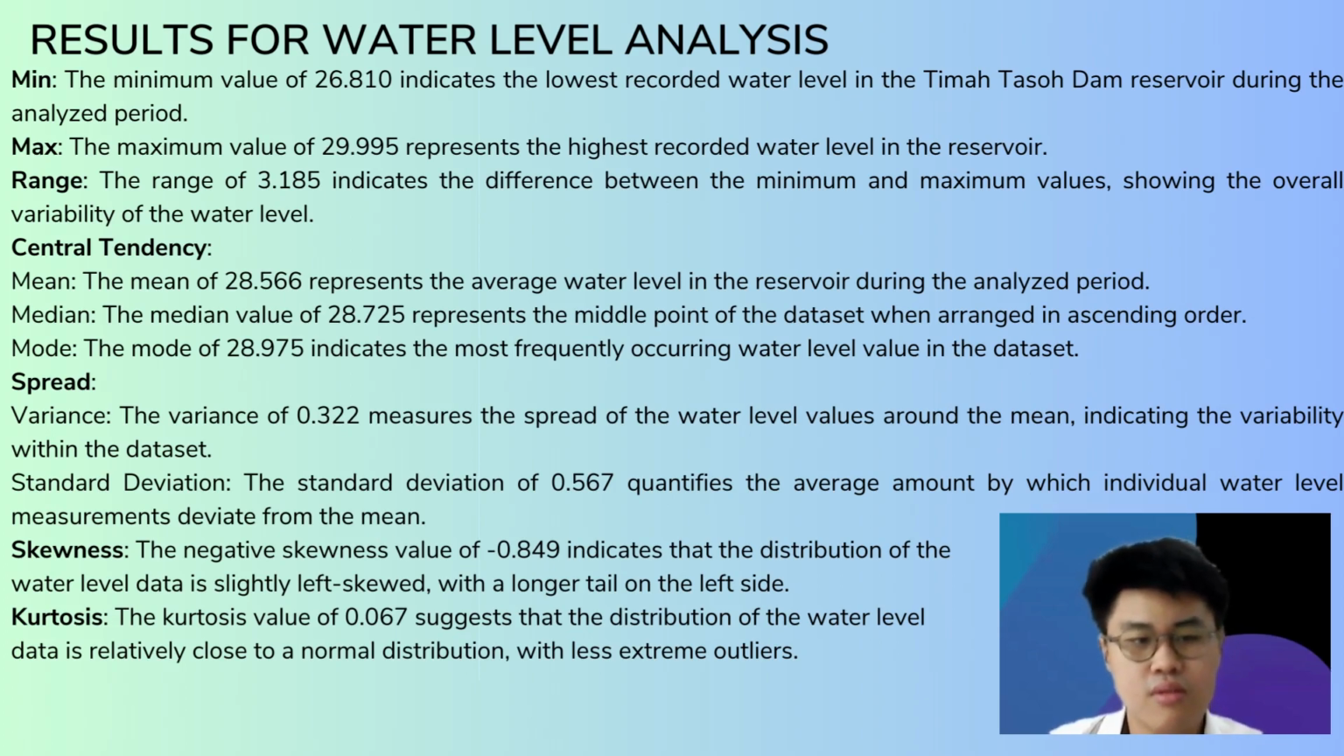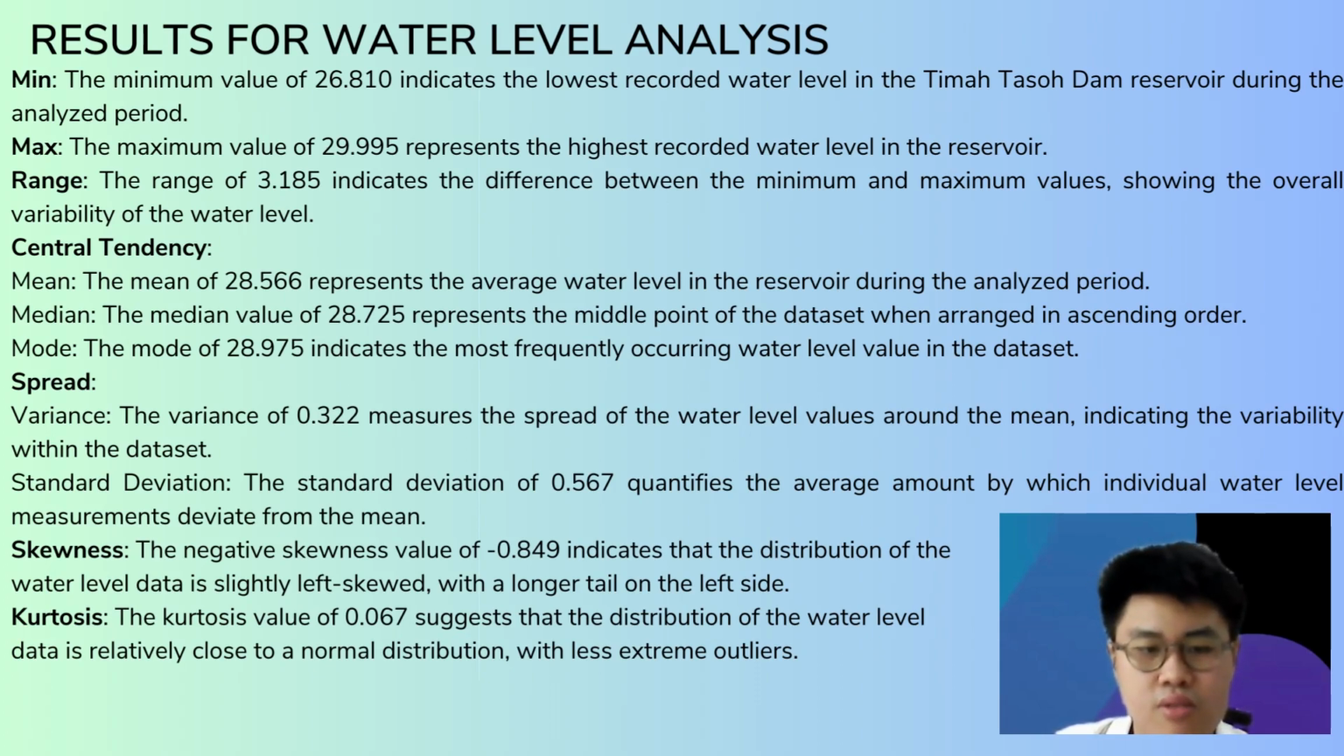Now, I would like to summarize the analysis results for water level data. The minimum value of 26.810 indicates the lowest recorded water level in the Timah Tasoh Dam reservoir during the analyzed period. The maximum value of 29.995 represents the highest recorded water level in the reservoir. The range of 3.185 indicates the difference between the minimum and maximum values, showing the overall variability of the water level.